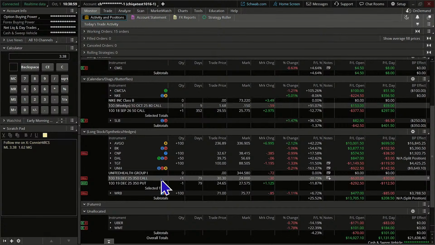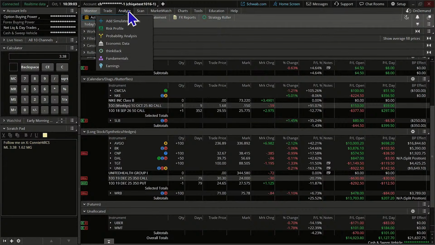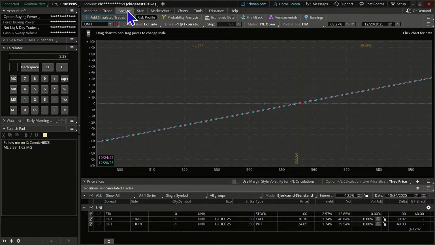If we come over to the risk profile here, and we've got UNH up, it looks like 350 is the strike price we're working with. We do see 350 down here, but the pink line and the blue line are just running together really closely. This would look similar to what you might see if you put a stock position in here. It put in the correct date here, December 20th.